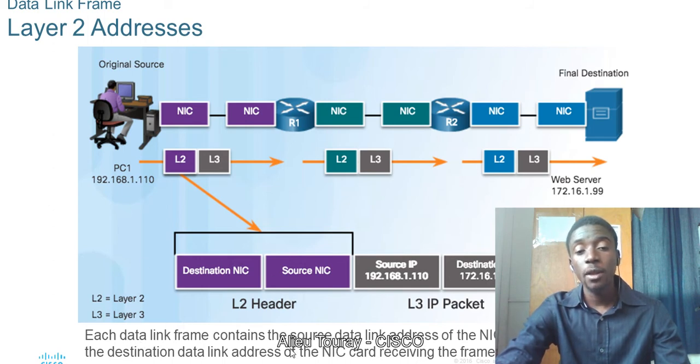So each data link frame contains the source data link address of the NIC card sending the frame, and the destination data link address of the NIC card receiving it. So that is talking about the MAC address.